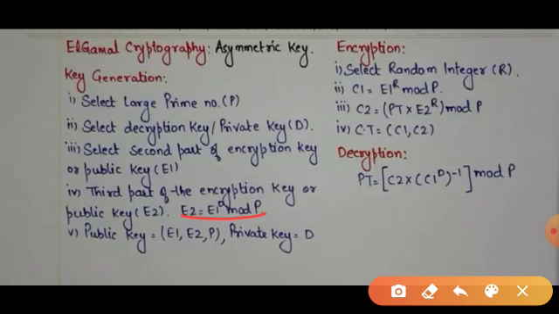P means plain text. And then the private key is D, which we have already chosen. So like this, we have to generate the keys in ElGamal cryptography. Next, what is the encryption process?